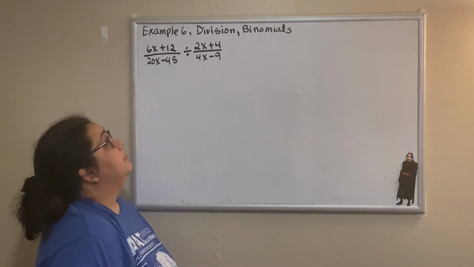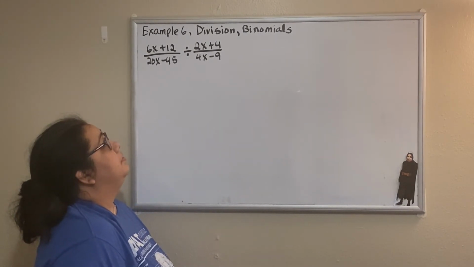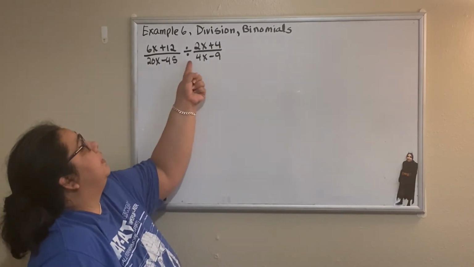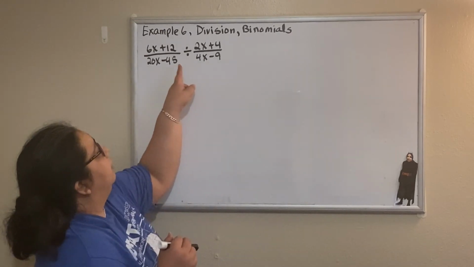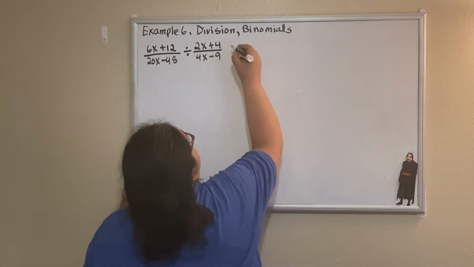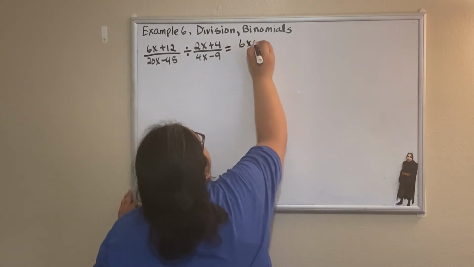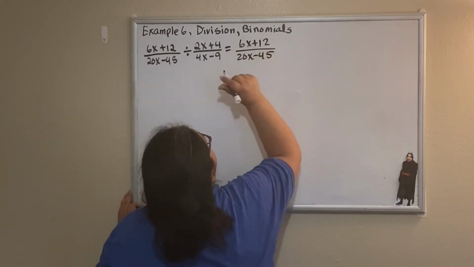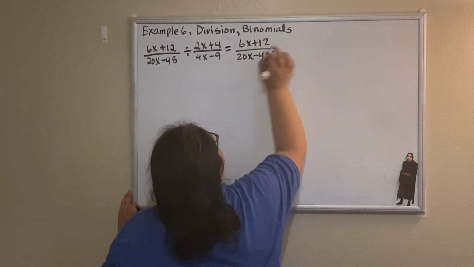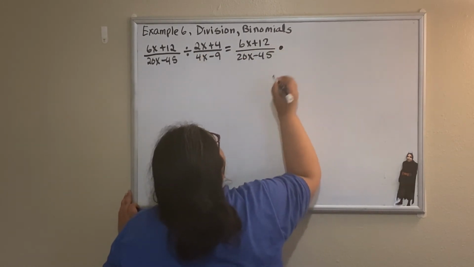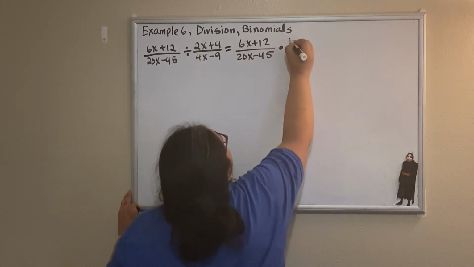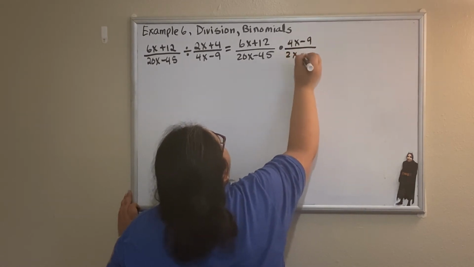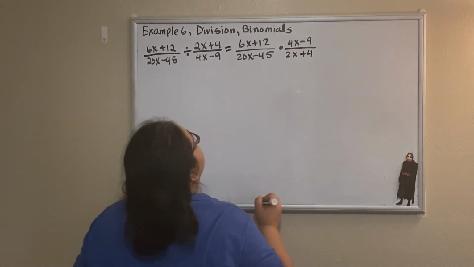Okay, so here we have example 6 of multiplying and dividing rational expressions. We're moving on to division of binomials. And remember, first we need to change division to multiplication. So we're going to rewrite this. We're going to leave the first fraction the same, so equals 6x plus 12 over 20x minus 45. No change. But we're going to change division to multiplication, and we're going to take the reciprocal of the second fraction. So we're going to say 4x minus 9 over 2x plus 4 for our second fraction.